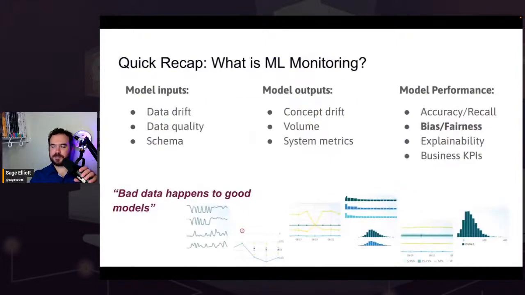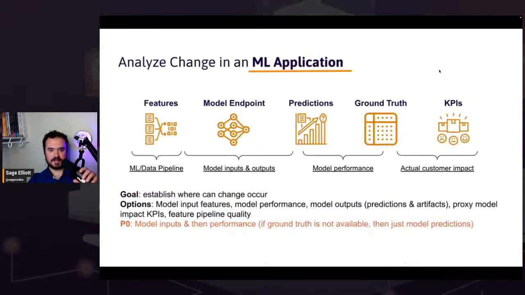We have a saying, bad data happens to good models. Has anyone experienced any of these problems in the past, like data drift or data quality or schema change that broke your whole ML pipeline? Again, let us know in the chat.